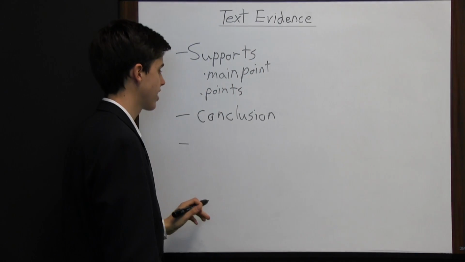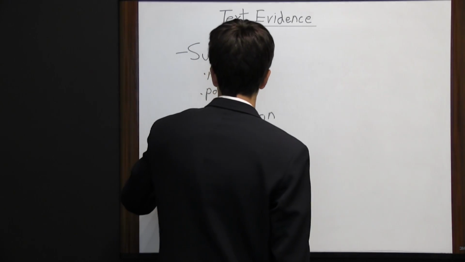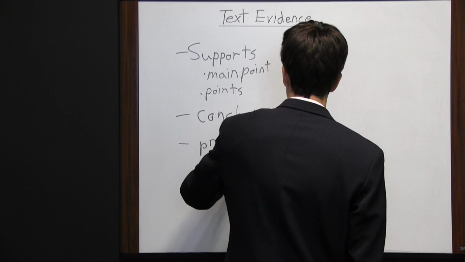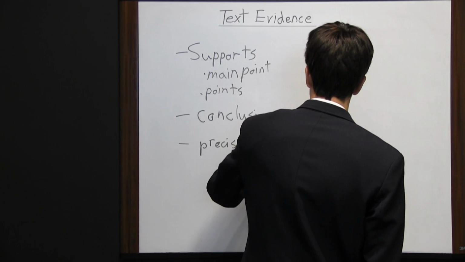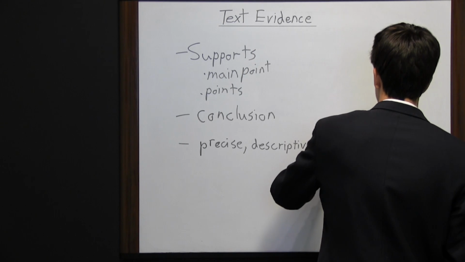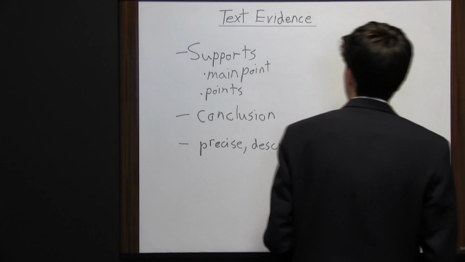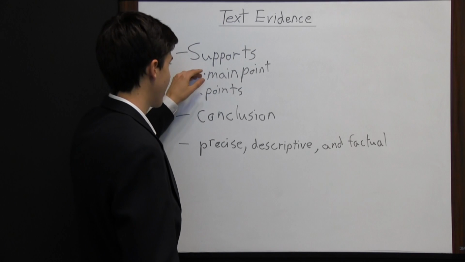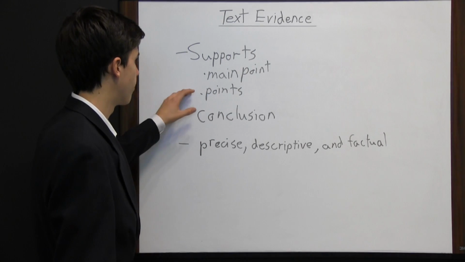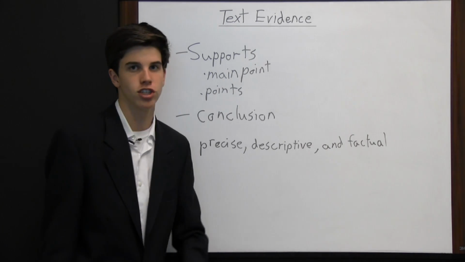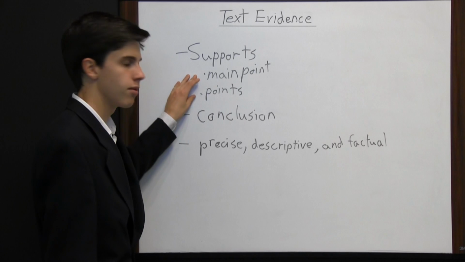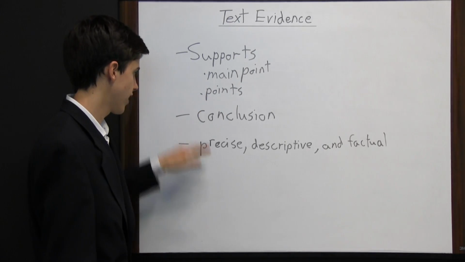So it's important that text evidence is three things: precise, descriptive, and factual. Remember I said that text evidence supports the main point or points in a story. Well, generally a main point and points throughout a piece of writing are going to be very general. They're not going to be very specific. So since these things are very general, it's important that there are some specifics in the paper.